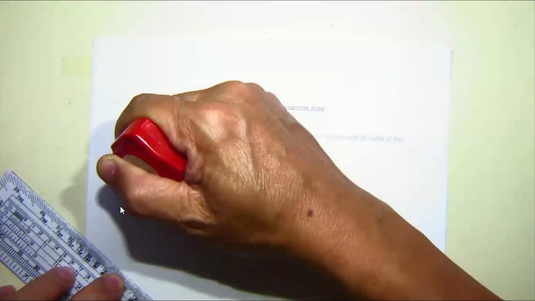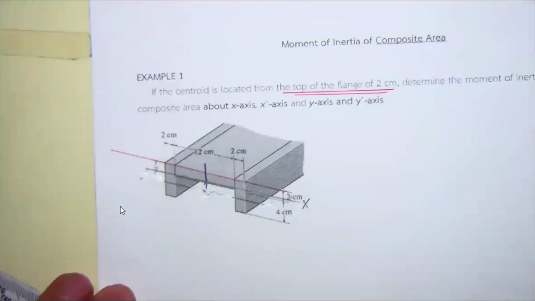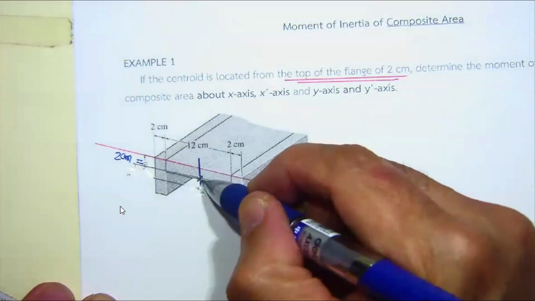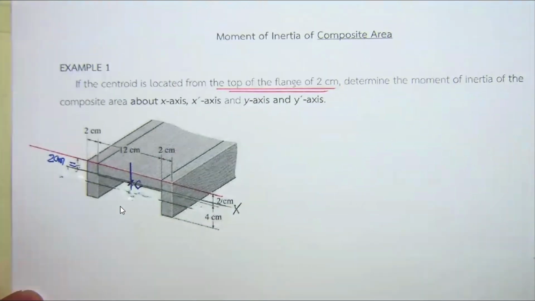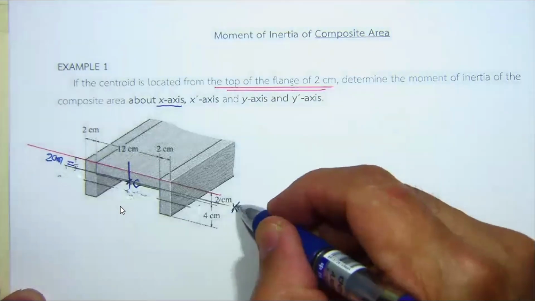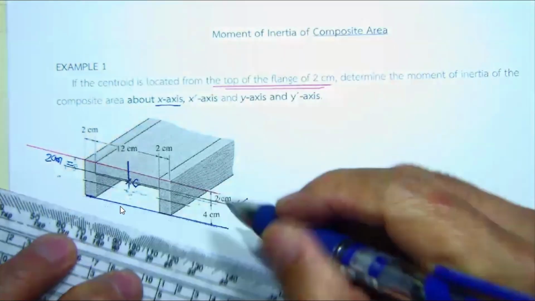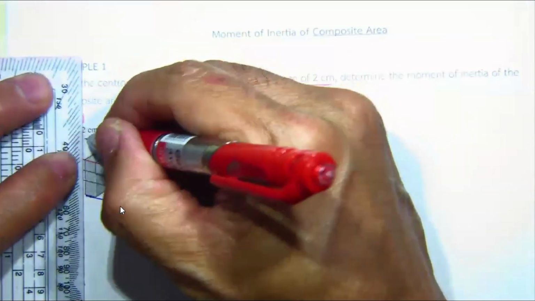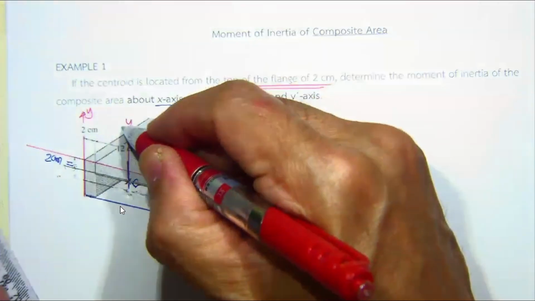Okay, it makes us confused. And then y bar. Now y bar. Let me zoom in. The y bar is going to be here, and that's going to be 2 centimeter. We have another centroid over here. And then they ask us to determine the moment of inertia about the x-axis. Where is x? Okay, let's call this one x prime. Just shift it. And we put this one for the x, and this one for the y, and then we put this one for the axis y prime.